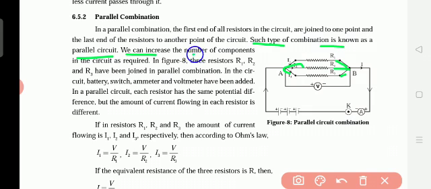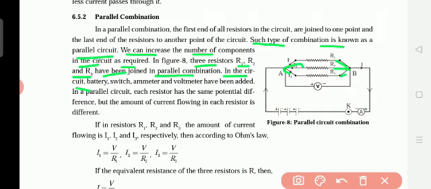We can increase the number of components in the circuit as required. According to the need, we can increase the components. Components means things like resistance, switch, battery, bulb, wire, all these things in the circuit. So three resistors R1, R2 and R3 have been joined in a parallel combination.